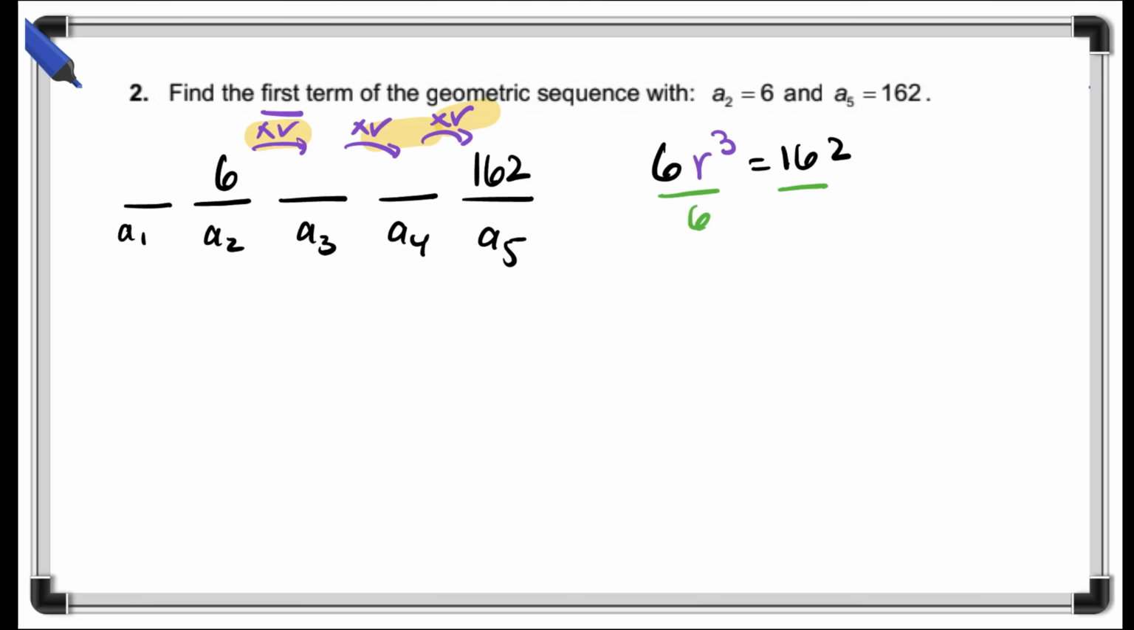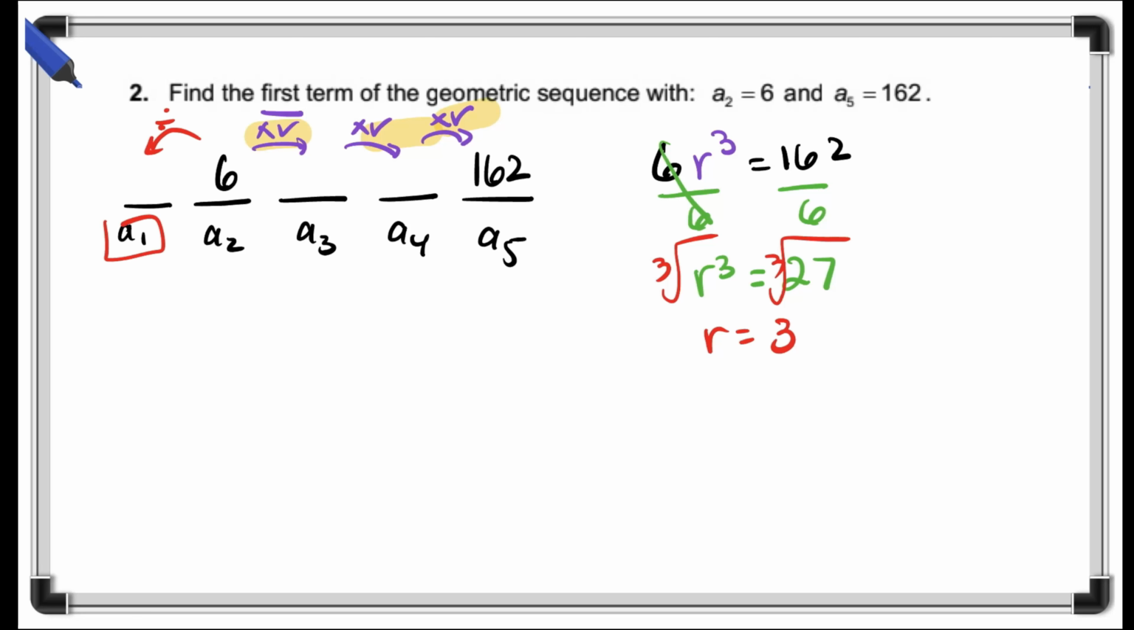So if I solve this, if I divide by 6, I have r cubed is equal to 27. And if I take the cube root of both sides, my r value is equal to 3. So I know that that's my ratio, right? But if I want to find a sub 1, if I work backwards, I'm going to have to divide by my r, which I know now is 3. So 6 divided by 3 is 2. So my a sub 1 is 2.